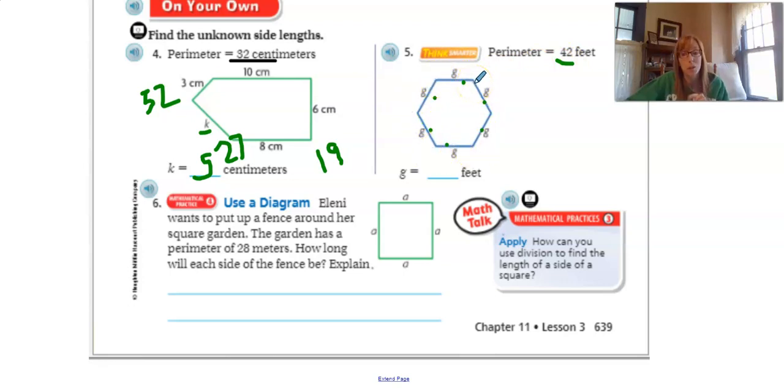And if you remember your multiplication, you would know that this side was 7, this side was 7, this side would be 7, this side would be 7, this side would be 7, and this side would be 7. And we know perimeter equals length plus width. So we're going to go around and do 7 plus 7 plus 7 plus 7 plus 7 plus 7, which is repeated addition. So we would do 6 times 7 is 42. So 42 divided by 6 sides would give us 7 feet per side.